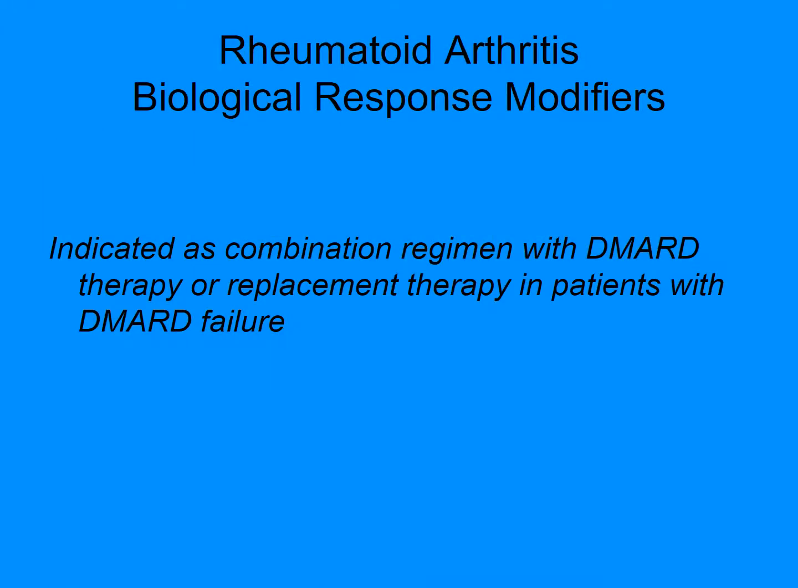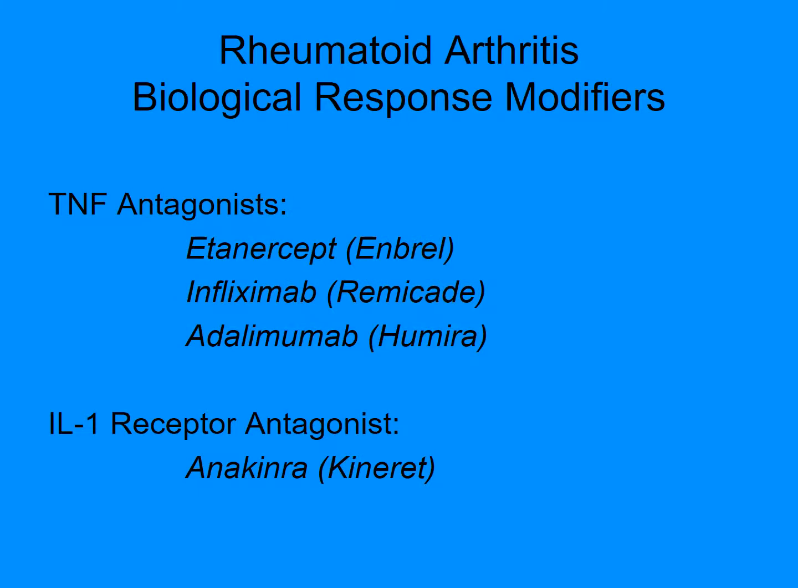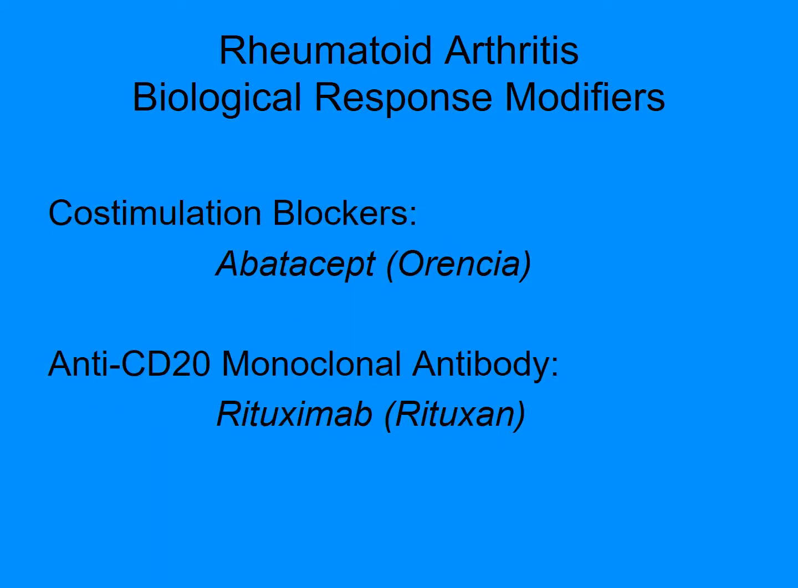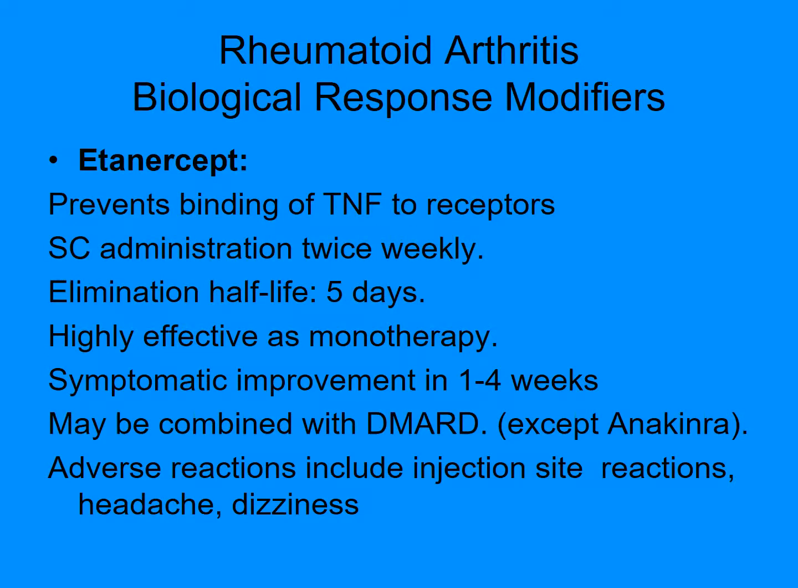Now, should your standard DMARDs fail, then you need to move on to the newer recombinant drugs, or the monoclonal antibodies, often referred to as the biological response modifiers. These drugs were extremely expensive when they first came out in the market. While their costs have still dropped, they're still fairly expensive. They can be combined with the DMARDs, or used as a replacement for the DMARDs. They are categorized as the TNF antagonists, particularly etanercept and infliximab. There is only one interleukin receptor antagonist, anakinra, co-stimulation blockers, abatacept, and an anti-CD20 monoclonal antibody, rituximab.